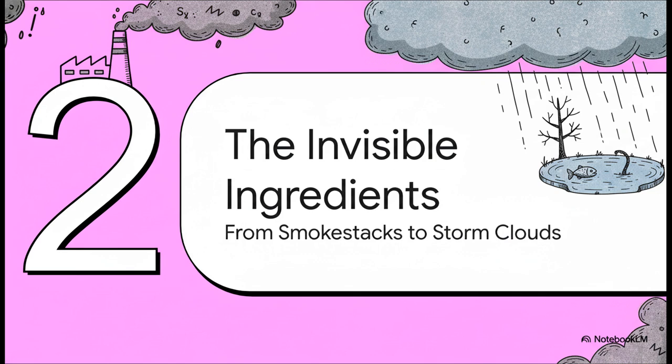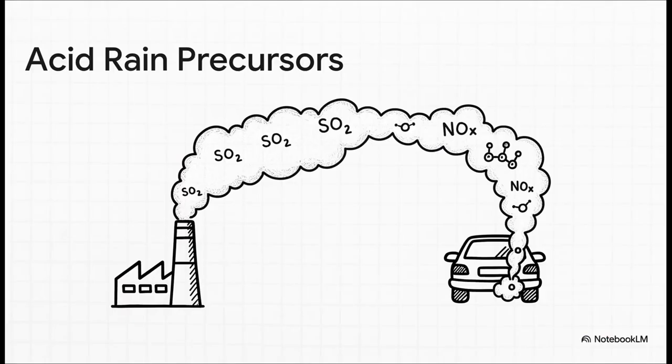Well, it turns out we started adding a couple of extra, invisible ingredients into the atmosphere, ingredients that make a long journey from our smokestacks all the way up to the storm clouds. The main culprits here are two groups of pollutants: sulfur dioxide, or SO2, and nitrogen oxides, or NOx. You can think of them as the raw ingredients for acid rain. When they get up into the atmosphere, they react with water and oxygen, and they create acids that are much, much stronger than that natural carbonic acid we just talked about.